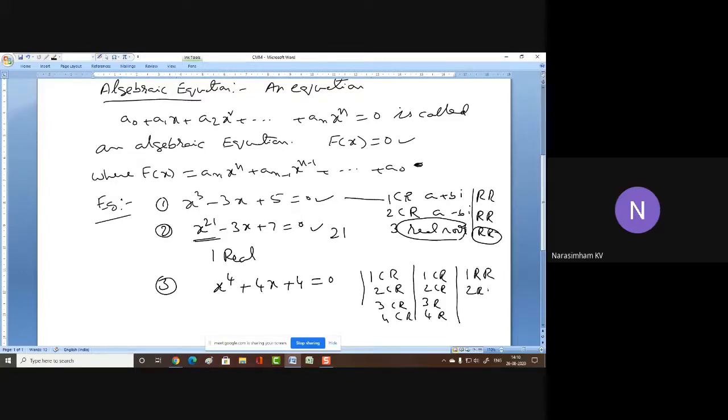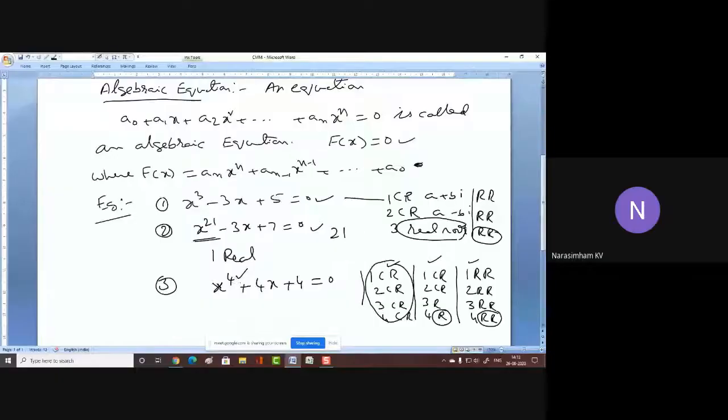Suppose the first root is a real root, second root is a real root, third root is a real root, fourth root is a real root. What are the possibilities? All are complex, all are real, or two real and two complex. If we observe in this case, this equation has real roots, and this case also okay. But in this situation, it has no real root.